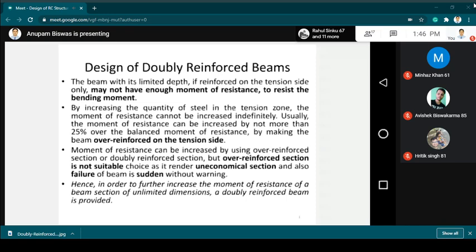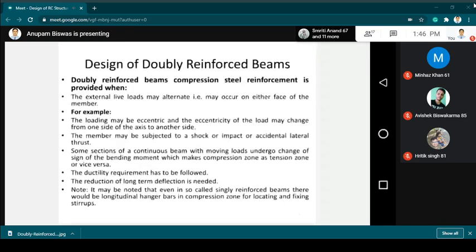Okay, so besides this purpose, we have other purposes also, the reasons for which doubly reinforced beams are considered. Some of the points are described here. We know that the forces coming on a structure include dead load, live load, and self weight of the structure. All these forces are vertical in nature.